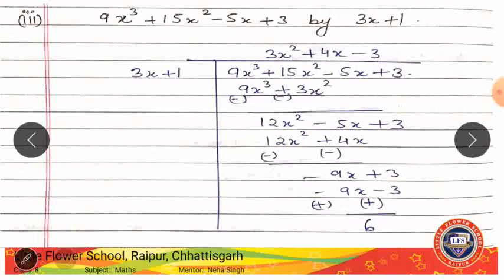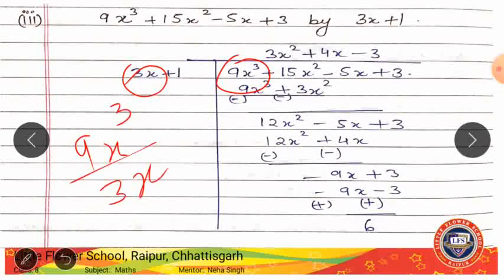Next, moving on to the third question. Again, you can go through it. The steps are the same. The first term of the dividend will be divided by the first term of the divisor. Then what will be the answer? 9x cube upon 3x. x gets cancelled. 3 ones are 3, 3 threes are 9. 3x square, 3x square, right?